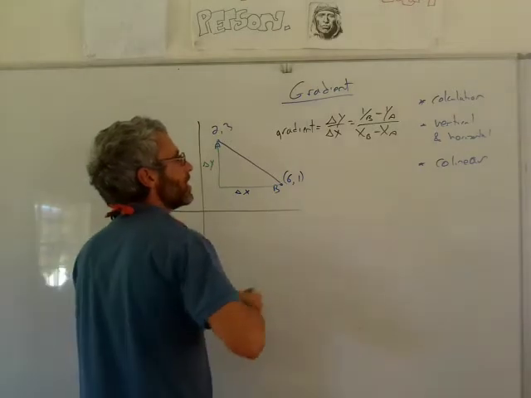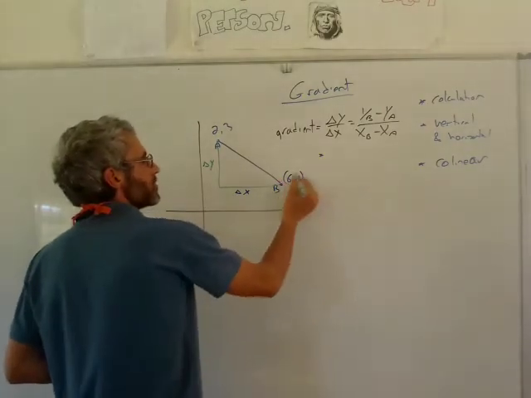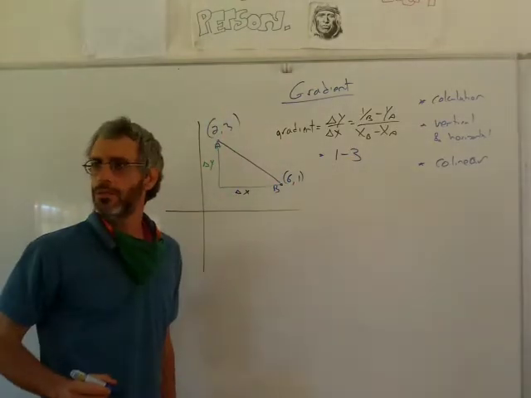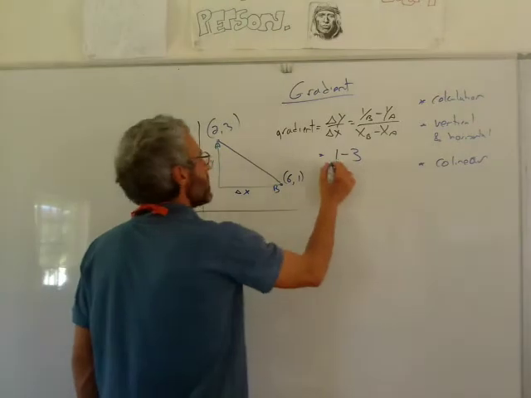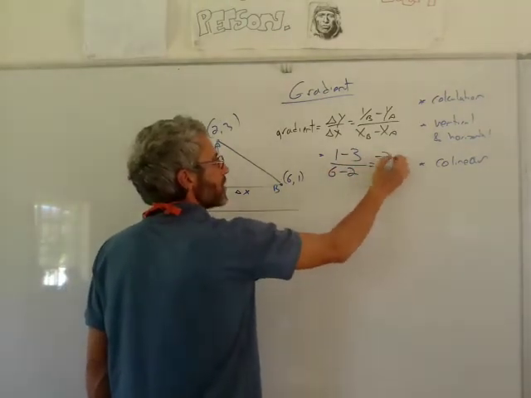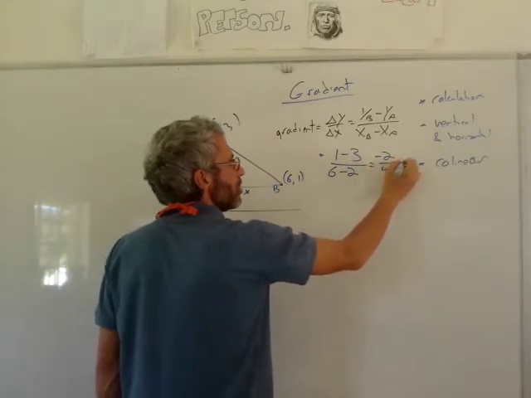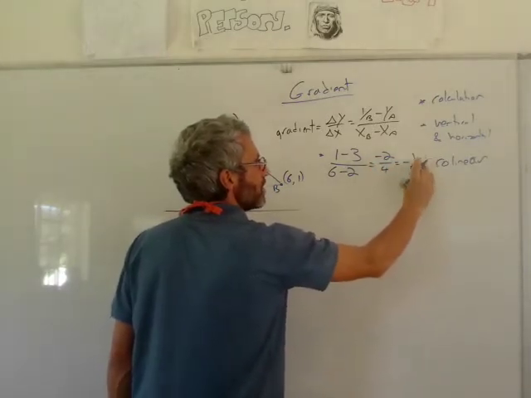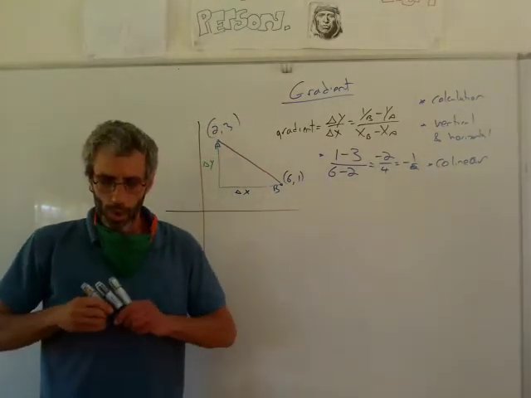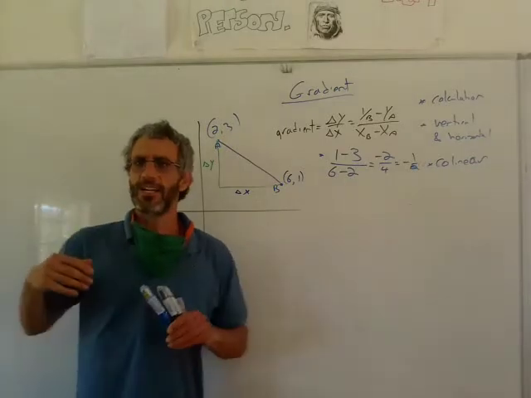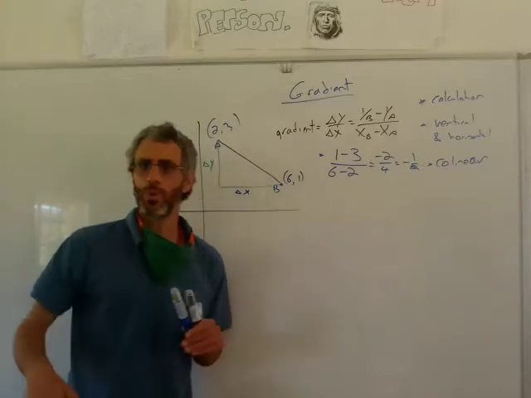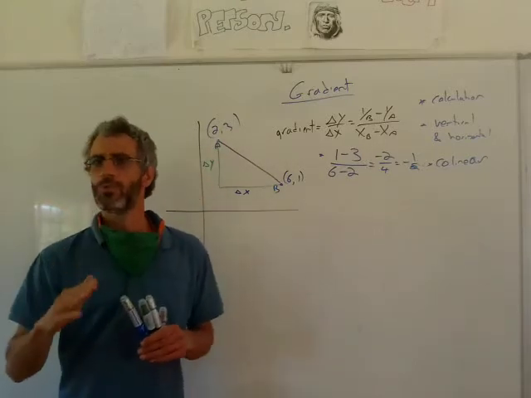Okay? What's yB minus yA? It's going to be 1 minus 3. Remember, y is the second number. Okay? So 1 minus 3 divided by 6 minus 2, which is equal to minus 2 over 4, which is minus half. Okay? So the gradient is minus half. Okay? What does the negative sign tell us? What does the negative gradient mean? It's going down. It's going down. Okay? When it's going up, it must be positive.